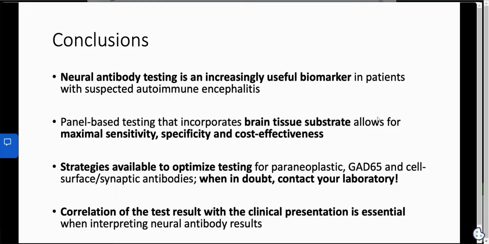And once again, correlation of the test result with the clinical presentation is essential when interpreting neural antibody results, as this can help confirm true positivity when everything lines up, both the test result and the patient's presentation, and also can flag potential false positive results if you receive an antibody result that seems incongruent with the patient's presentation.